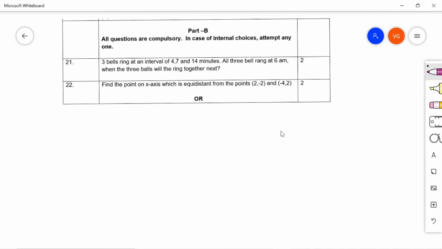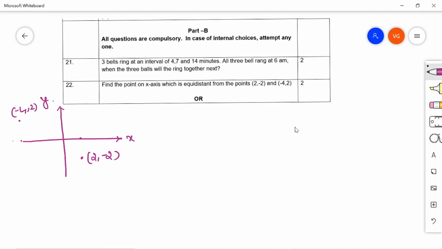Coming to question number 22, find the point on x-axis which is equidistant from the points (2, -2) and (-4, 2). So if at all they are asking about such type of questions, try to draw it on the graph for your understanding purpose. So sketch it, mark the points here, (2, -2), somewhere I am taking here, and the other point is (-4, 2).